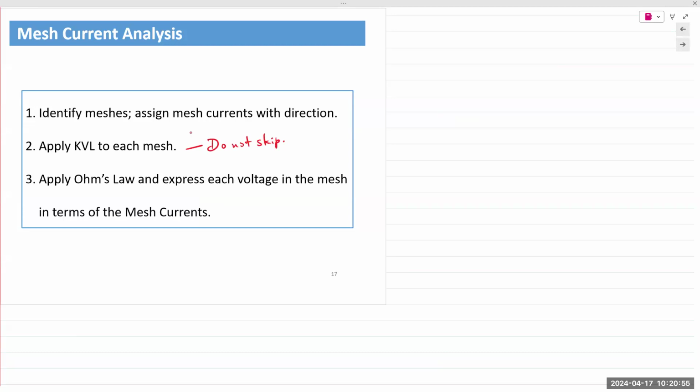Similar to node voltage, I say write out the KCL expression along with the current direction, because that's the most important step. And when students skip that one, they have the KCL expression incorrect. So here you write out the voltages first, then you apply Ohm's law and express each voltage in the mesh in terms of the mesh currents.